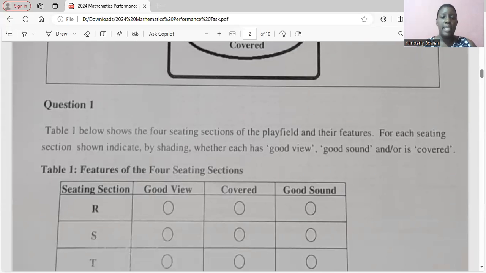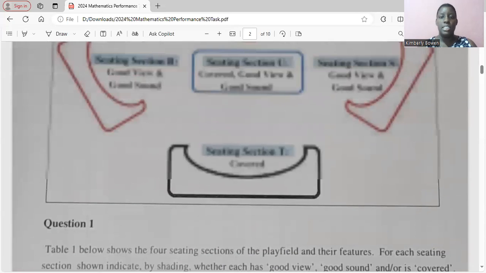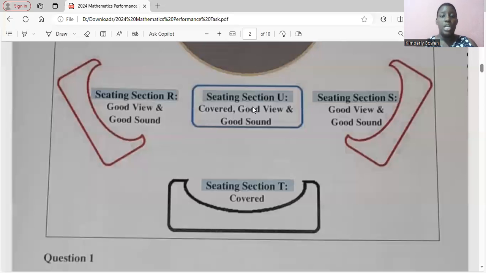Question one states, table one below shows the 4 seating sections of the playfield and their features. For each of the seating sections shown, indicate by shading whether each has good view, good sound, or is covered. Did I miss a seating section? Okay, yeah, I did. So seating section U is covered, good view, good sound.